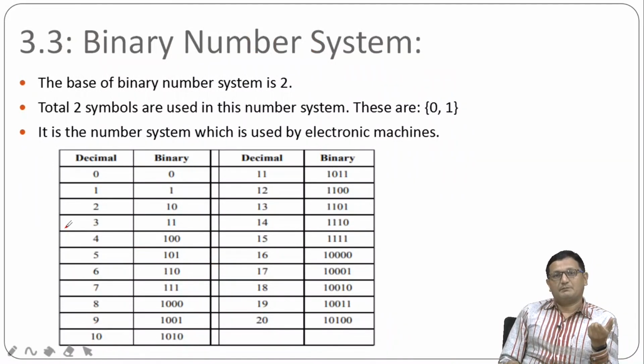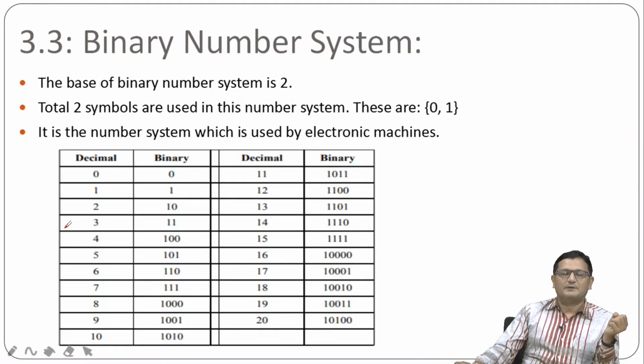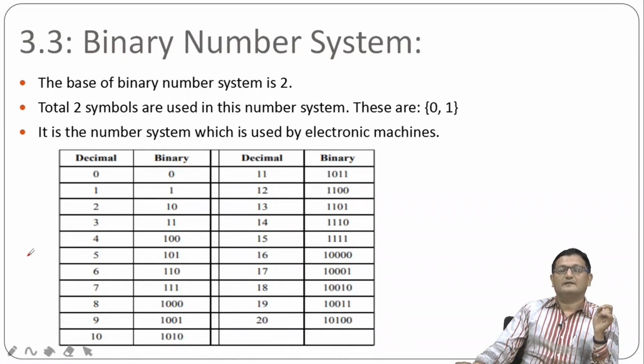Let's talk about binary. In the case of binary, we do not have 10 symbols, we have only 2 symbols, and those symbols are 0 and 1. So the base of the binary numbering system is 2, and we are using only 2 symbols, 0 and 1. Okay. So, here you can see we have written decimal numbers.